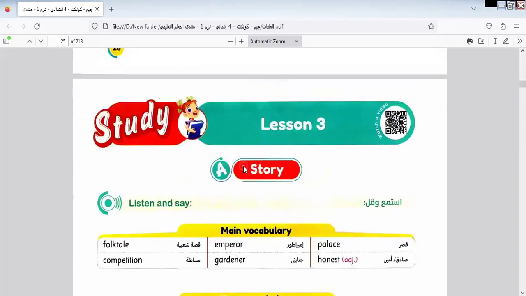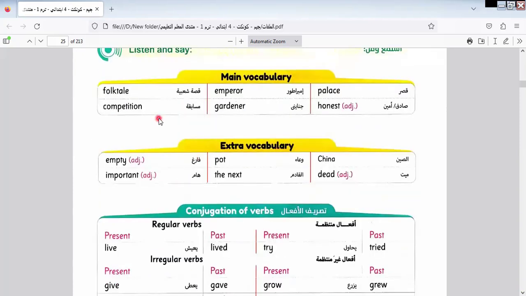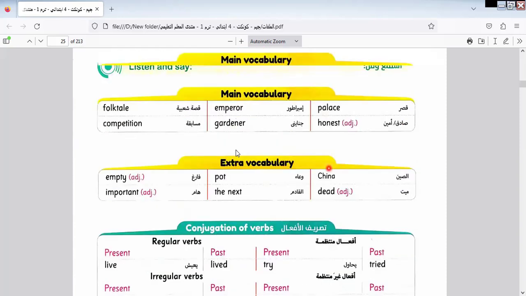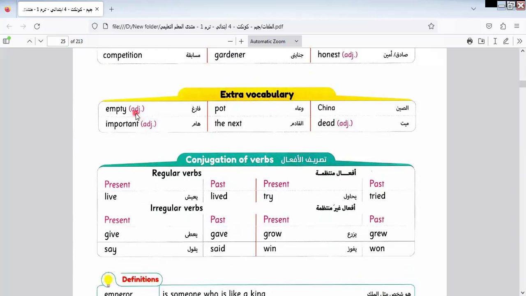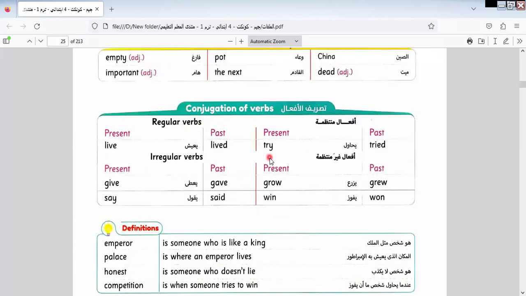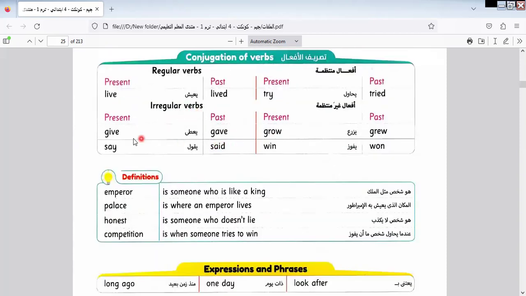Here we have lesson 3. Let's know the vocab in this lesson. We have here folktale, competition, emperor, gardener, palace, honest. We have extra vocab like empty, important, next, China, and then. Here we have present. We have irregular verbs like lived, tried, where we're adding -ed only. Here we have the irregular verbs that change completely, like give, gave, say, said, grew, won.